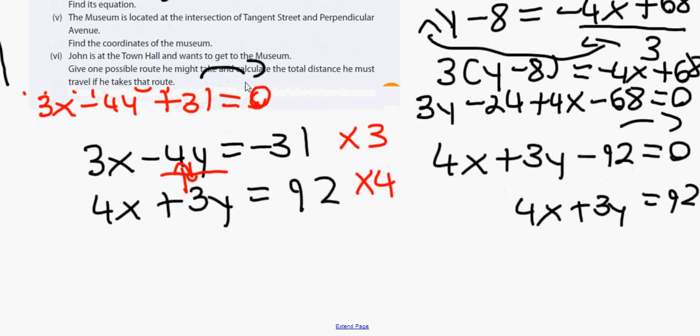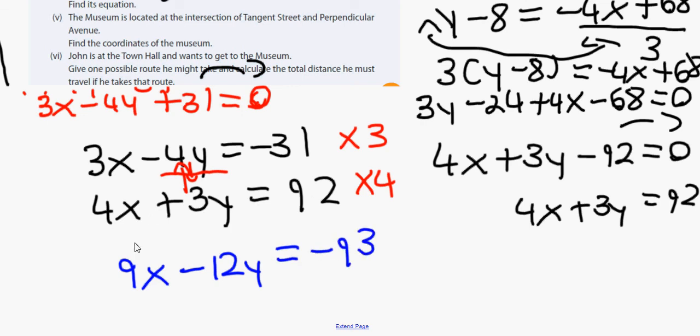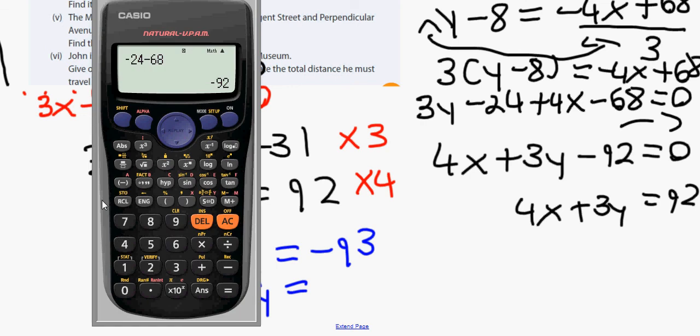So what we should get is 3 times 3x is 9x, 3 times 4y is minus 12y, 3 times 31 is minus 93, 4 times 4x is 16x, 4 times 3y is 12y, and 4 times 92, we'll just quickly use the calculator for this one, is 368.